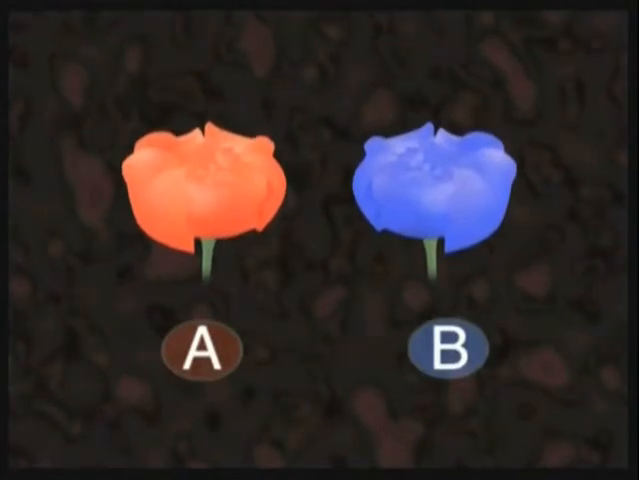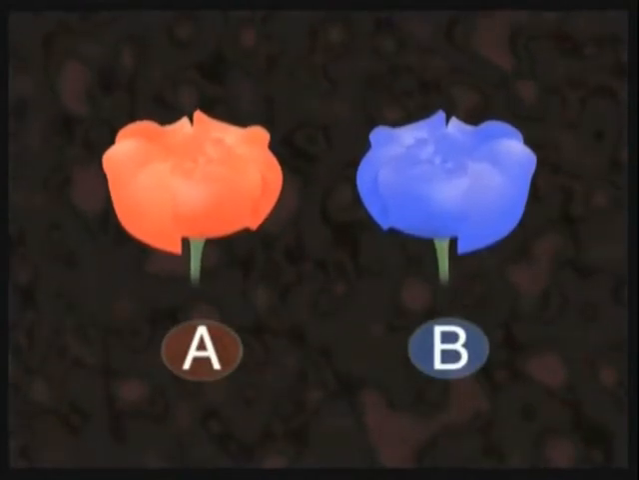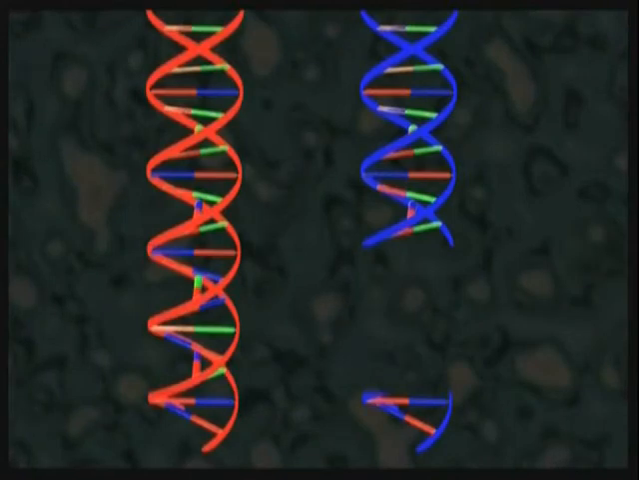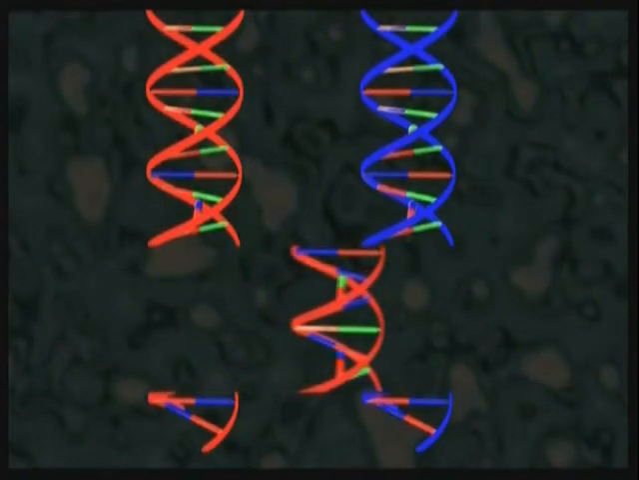So let's say we have two organisms. We'll call them A and B. And we want to take a gene from A and put it into B.